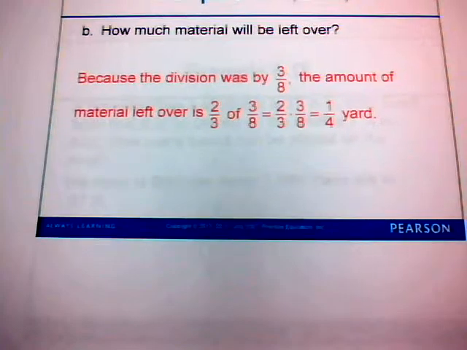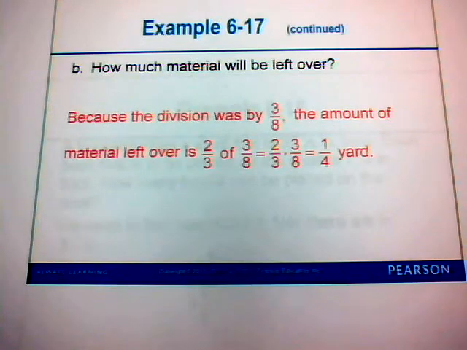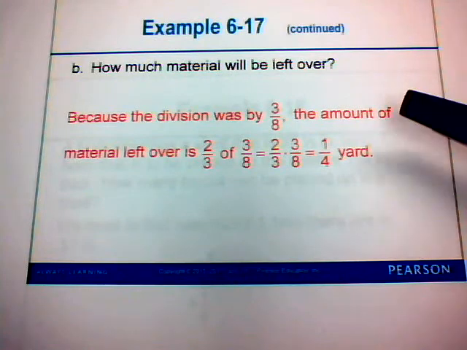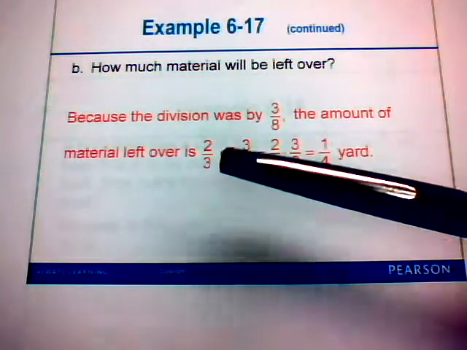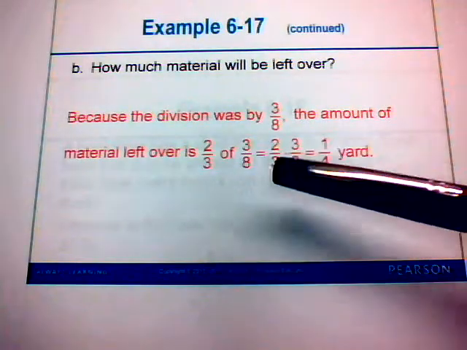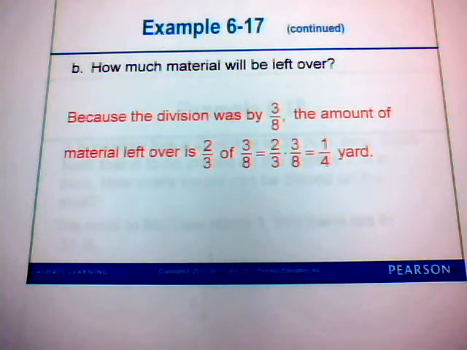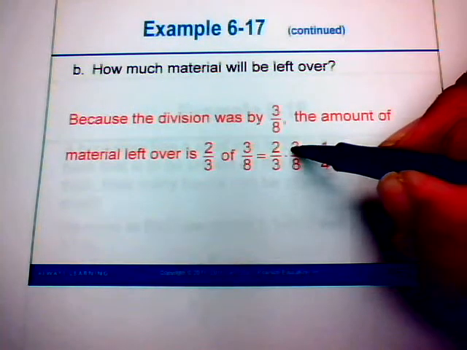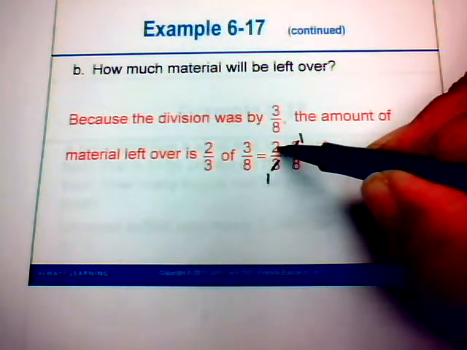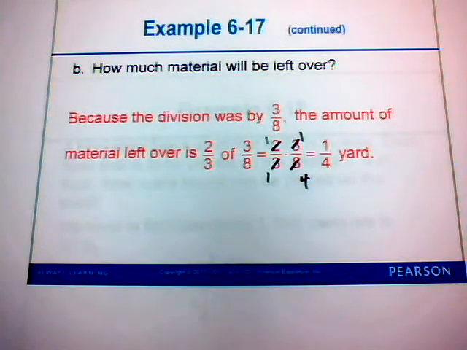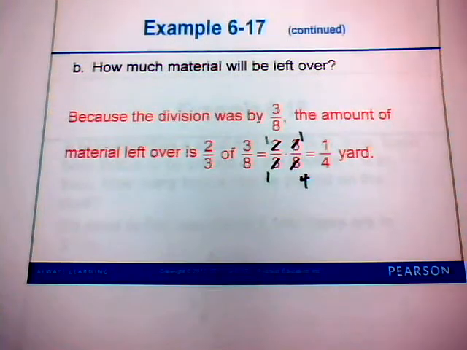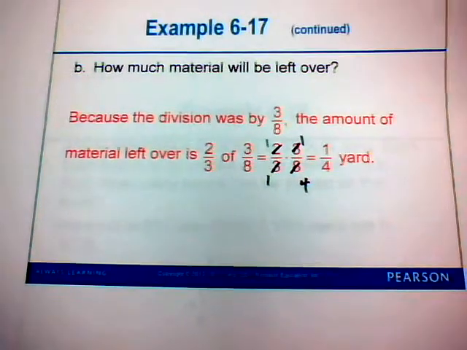And part B, how much material will be left over? Okay, the division was by 3/8. So the amount of that material left over will be 2/3 of the 3/8. So 2/3 times 3 over 8. Again, 3 goes into itself 1 time, 2 goes into 2 1 time, 2 goes into 8 4 times, which will give you 1/4, because the numerator will be 1 times 1, the denominator will be 1 times 4. So 1/4 of the material will be left over.